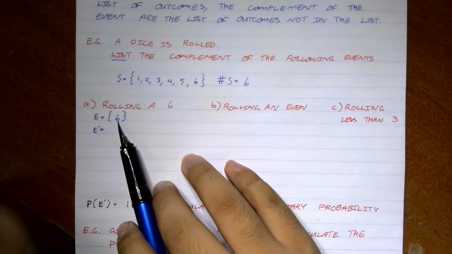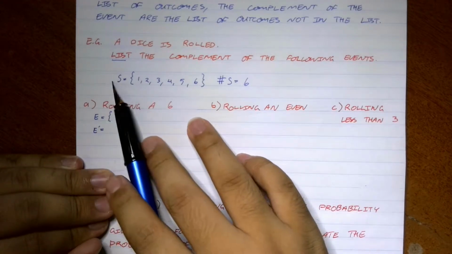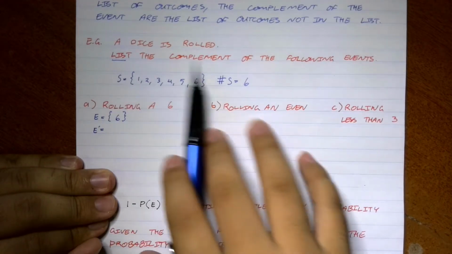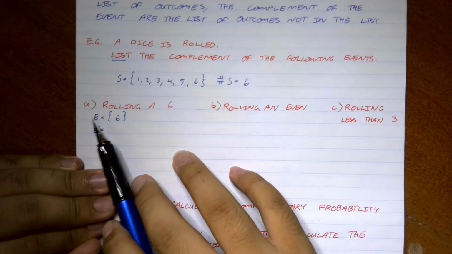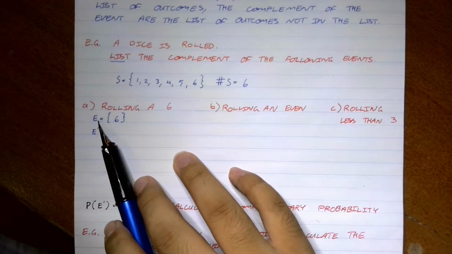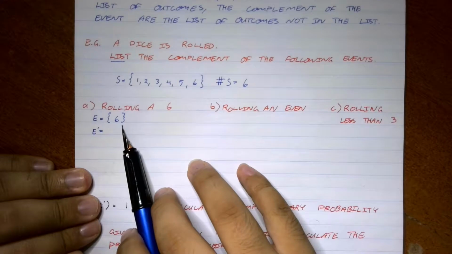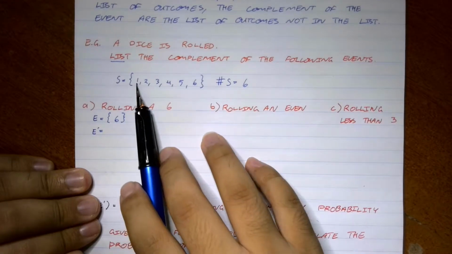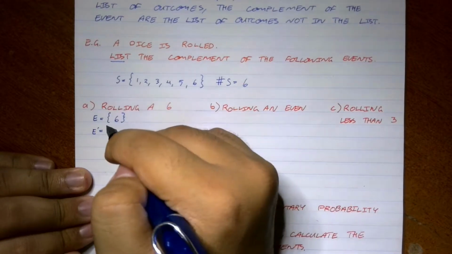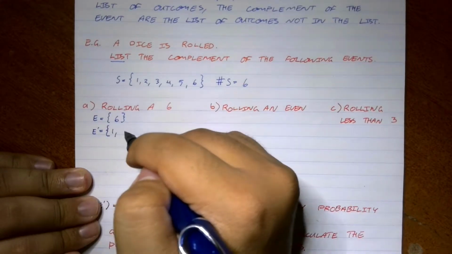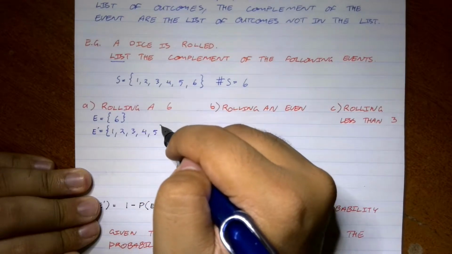So if this is the list of E, which outcomes from our sample space are not in the list of E? Well, if 6 is present in E, the outcomes not in E are 1, 2, 3, 4, and 5. So we can list the complement as 1, 2, 3, 4, and 5.